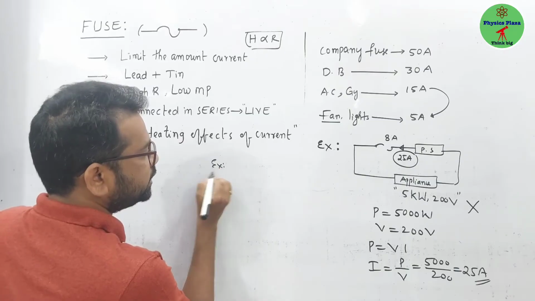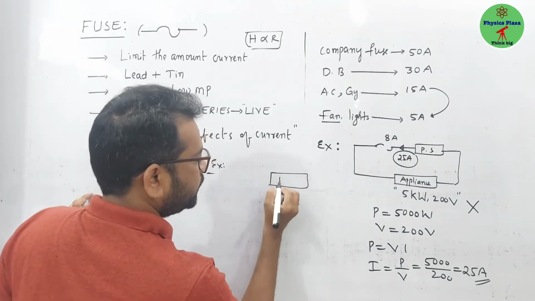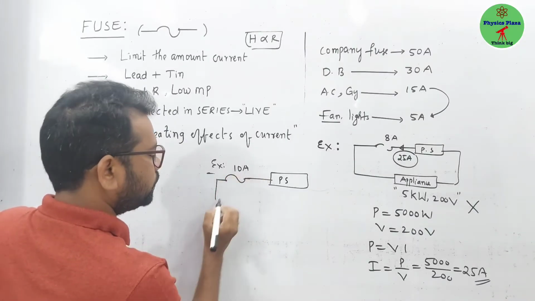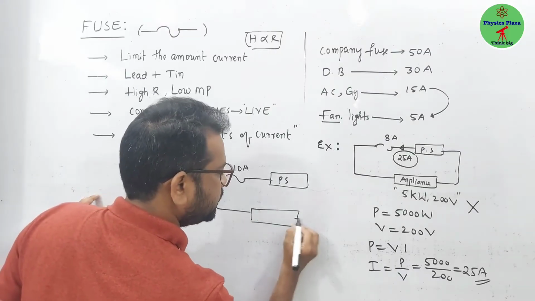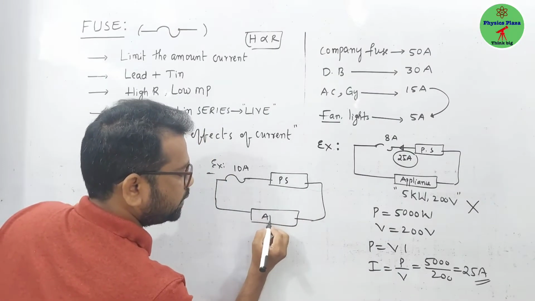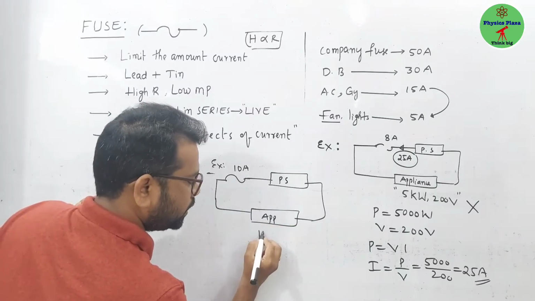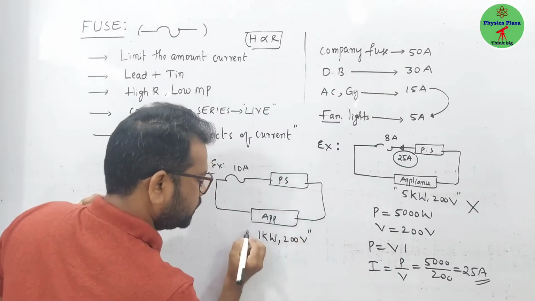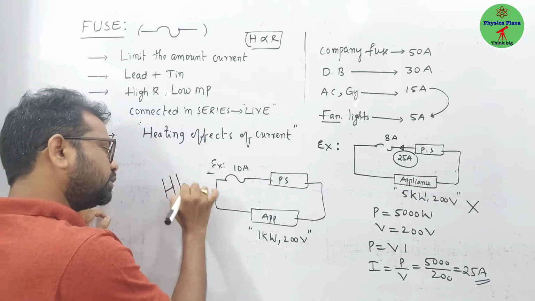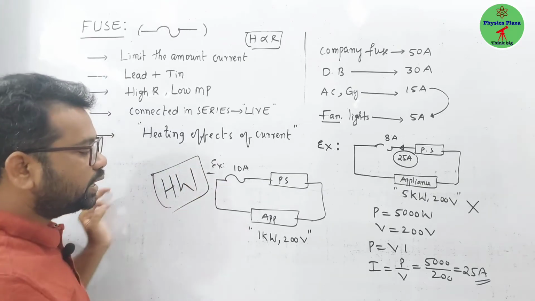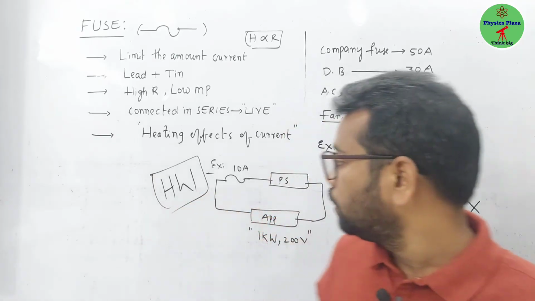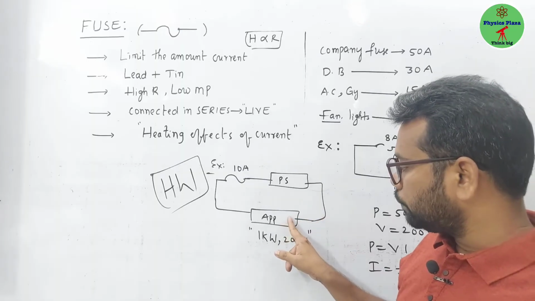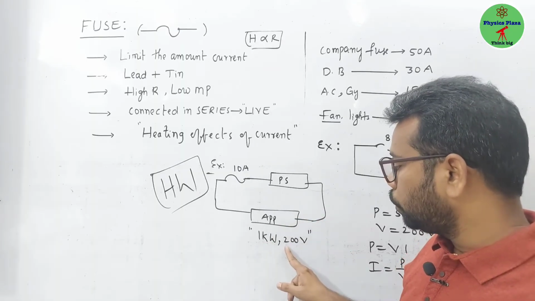Okay, let us try this example, children. Here is a power supply, here is a 10 ampere fuse, and here is an appliance with a power rating of 1 kilowatt and 200 volts. It is your homework question. The question is, can we connect a fuse with 10 amperes current rating in this circuit where we are using an electric appliance with a power rating of 1 kilowatt and 200 volts?